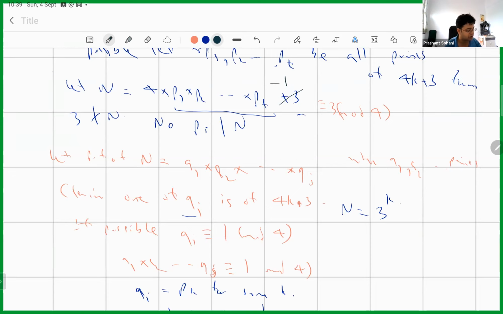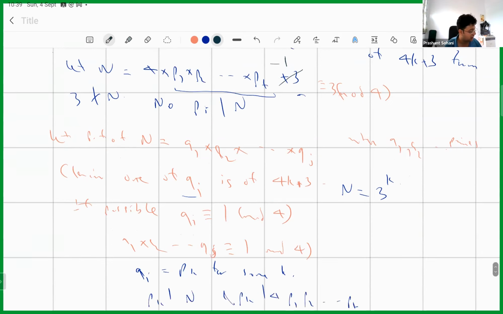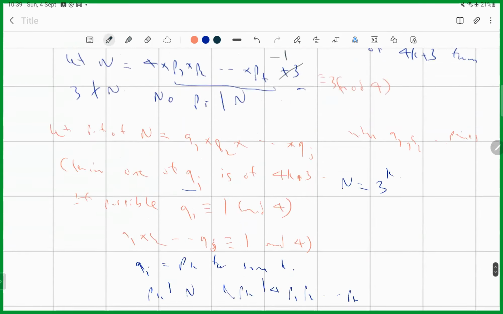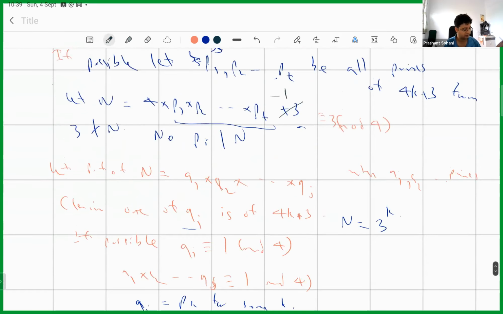It is still of the form 4k plus 3; it still has remainder 3 mod 4. And now at the last step, if pk divides n and pk divides the product, therefore pk divides 1, which is a contradiction. So that will finish the problem. Yes, sir. Good, that was the only change which was required.